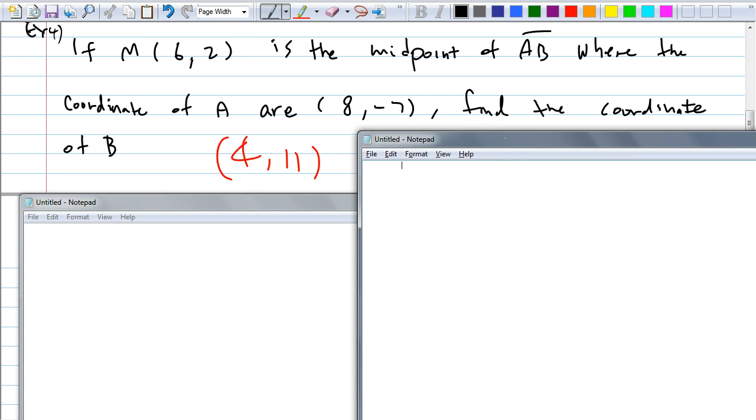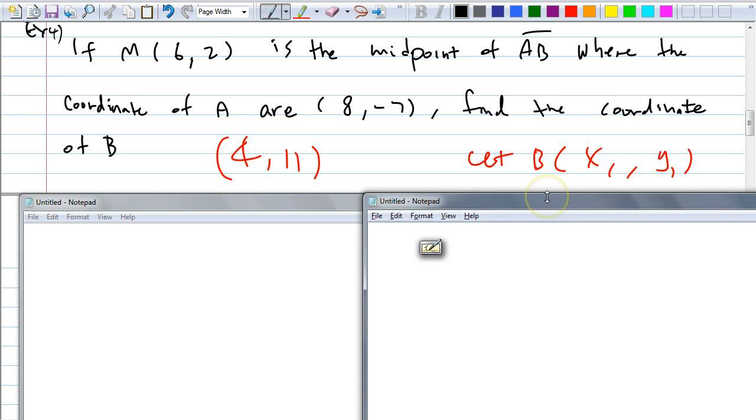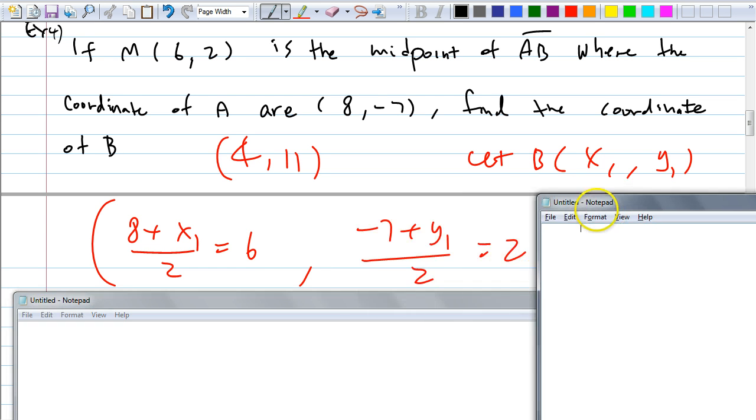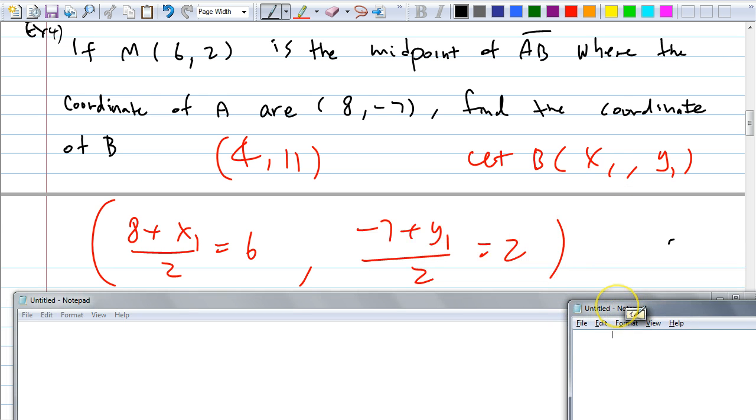Now what I did was I said let B be (x sub 1, y sub 1). I could have called it xy or ab, whatever you want. All you have to do is plug into the midpoint formula. You have to get 6 when you find the average of the x's. So I simply do 8 plus x sub 1 over 2 equals 6. Do you know how to solve that? Yeah, you get 4. And then you just do negative 7 plus y sub 1 over 2 equals 2. You know how to solve that? You get 11. Easy enough?